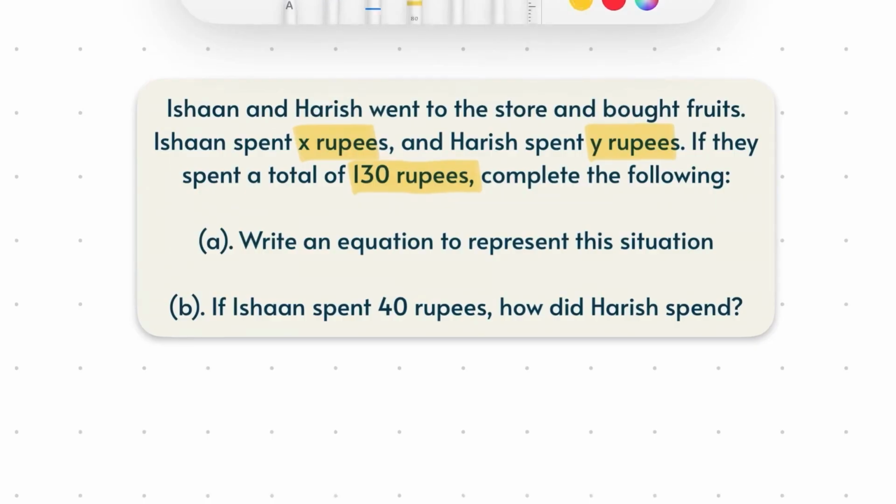For part A, we are asked to write an equation to represent this situation. And I'd like to draw your attention to the word total. We know that Ishan represents X and Harish represents Y. If they spend a total of 130, this means that their combined sum is 130. So for part A, we can say that X plus Y equals 130.